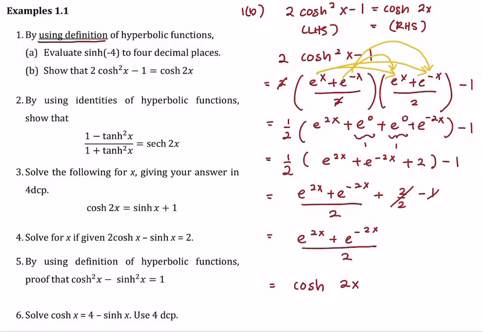So why do we say that? Because we know that cos x is equal to e^x plus e^minus x over 2. When we have 2x, meaning that we need to substitute all x with 2x. So here is 2x, so here is 2x also. Therefore this is cos 2x.